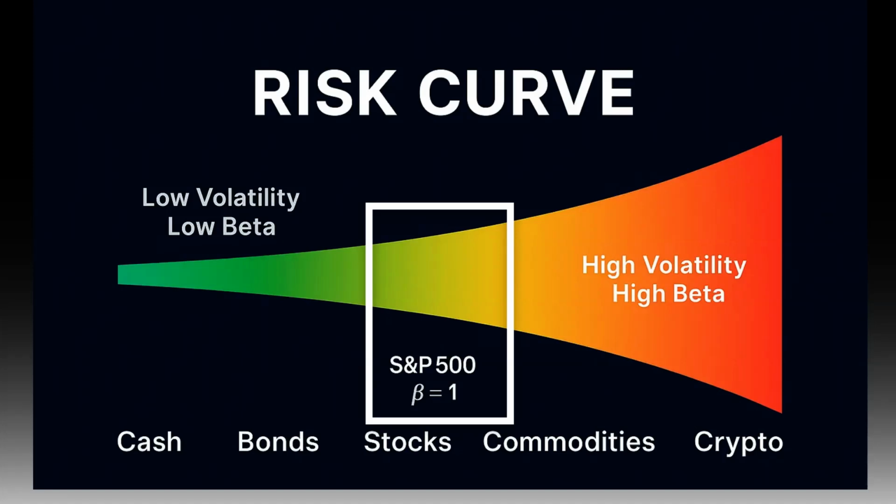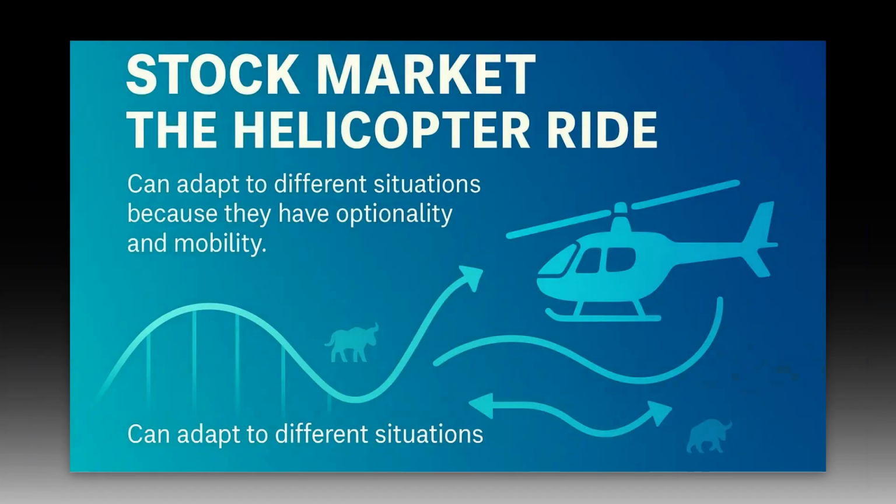Now, when we talk about stocks, we're talking about the S&P 500 as the benchmark for the rest of the curve. Let's call it a 1. The stock market is like taking a ride in a helicopter. A helicopter can adapt to different situations because they can maneuver, they have optionality and mobility.